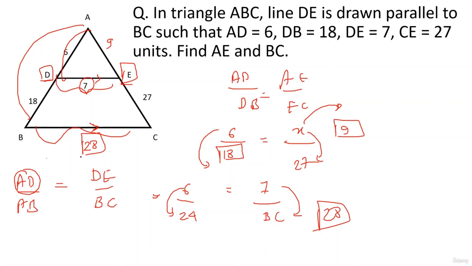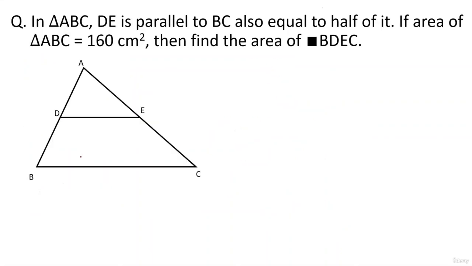As simple as that, right? Let's go on to the next question, guys. In triangle ABC, DE is parallel to BC and also equal to half of it. If area of triangle ABC is 160 centimeter square, then find the area of quadrilateral BDEC.